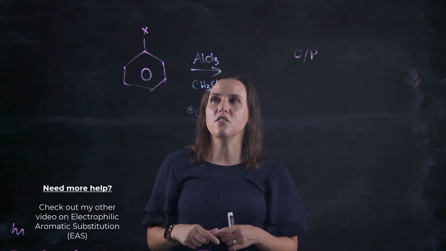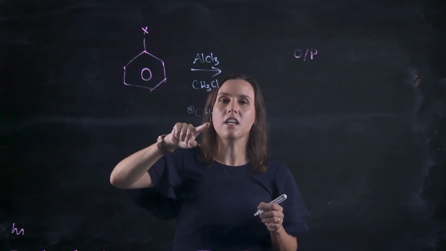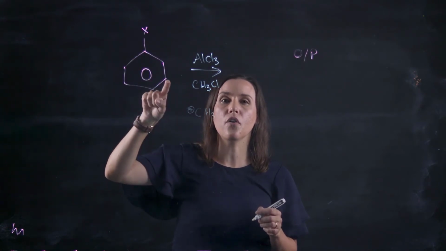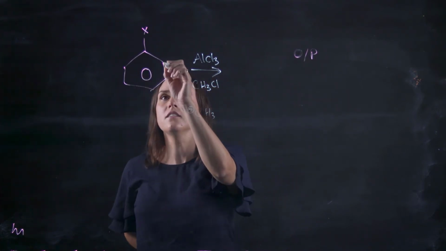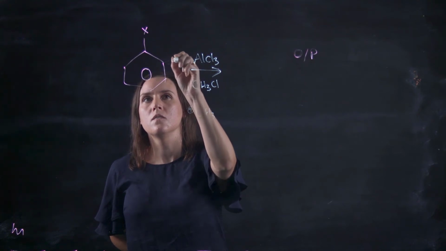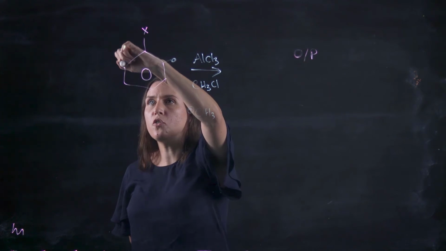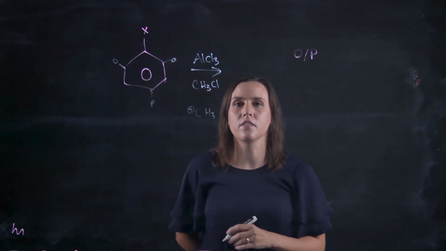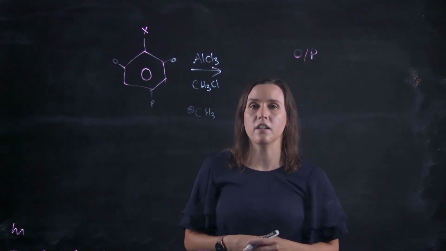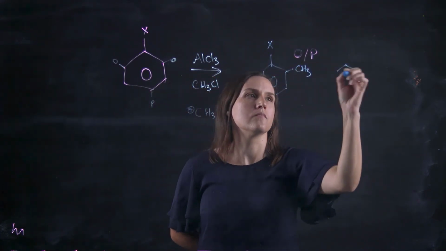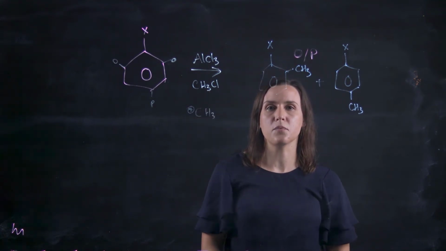So when this reaction occurs, you will have this X directing this incoming electrophile into either the ortho or the para position. The ortho is this one here, and the para is the bottom one. There are two ortho positions on this ring, and that may mean that you get more ortho product than para product. So your two products would be the ortho substituted and the para substituted.